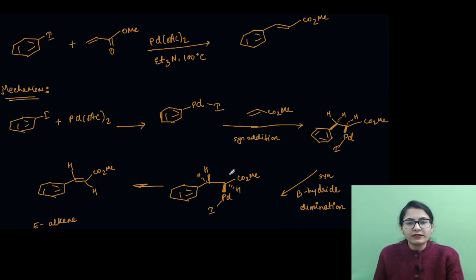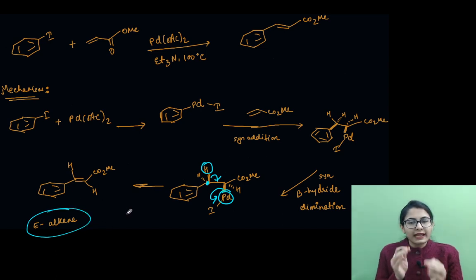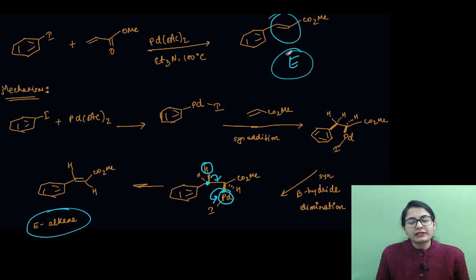Alright, so here we are guys. After rotation, you see that your hydrogen and your palladium are now on the same side. So if they are on the same side, you can carry out beta hydride elimination, and that is going to give you an E alkene. So Heck reaction, most of the time it gives you E alkene.